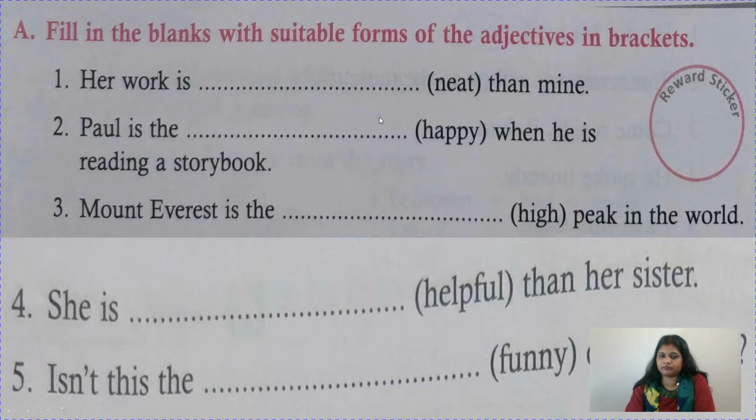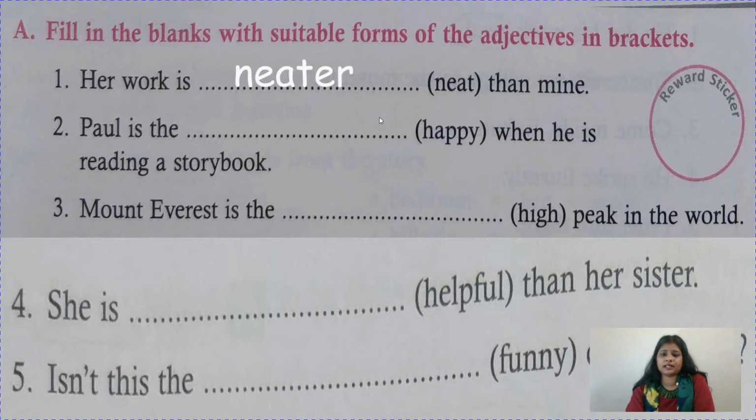So remember one thing, when we are talking about only one noun, we will write positive degree. When we are comparing two nouns, we will write comparative degree, and when we are comparing three or more than it, then superlative degree. So, her work is dash than mine. Here we are comparing her work and my work, so we have to use comparative degree. So what is the comparative degree of neat? Neater. So her work is neater than mine.